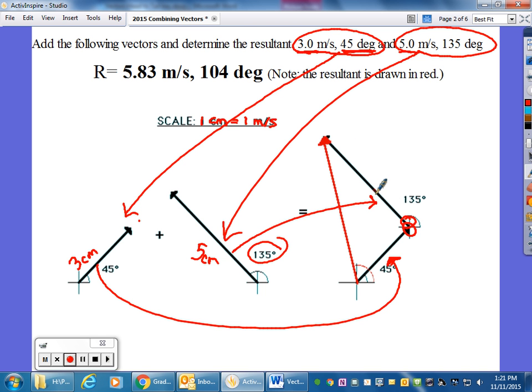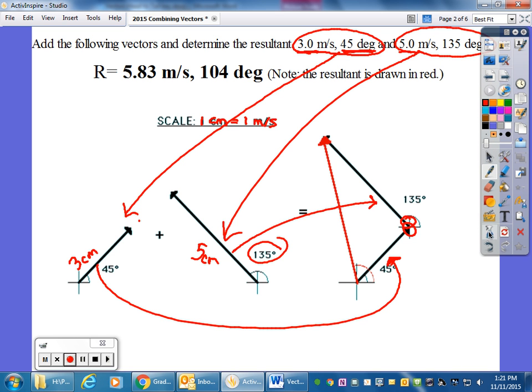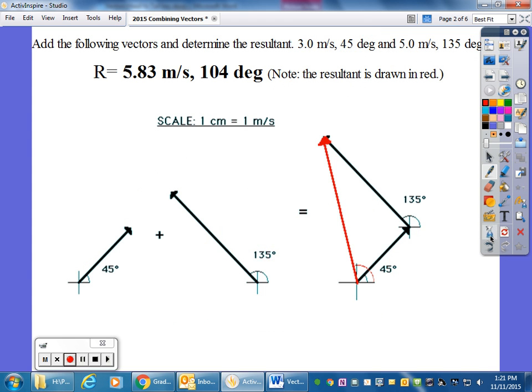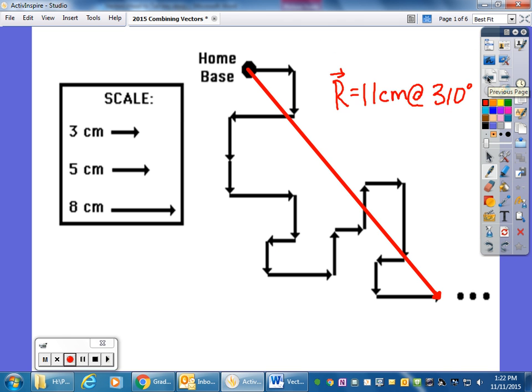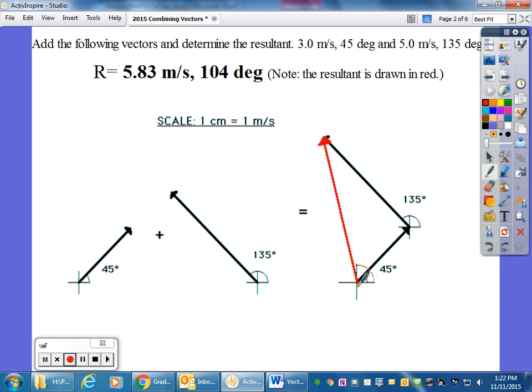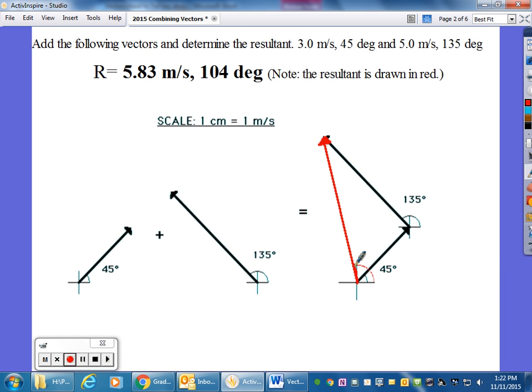And then once I've got those two lines connected head to tail, all I have left to do is draw my resultant vector, and this thing is getting really busy, so I'll erase all that. And then I draw my resultant vector, and my resultant vector is just exactly like this one. It starts at the beginning and ends at the end. If you have two lines, it just starts here at the beginning and ends at the end. If there's three lines, then it'll start at the beginning of the first line and end at the end of the last line. It's the shortcut.